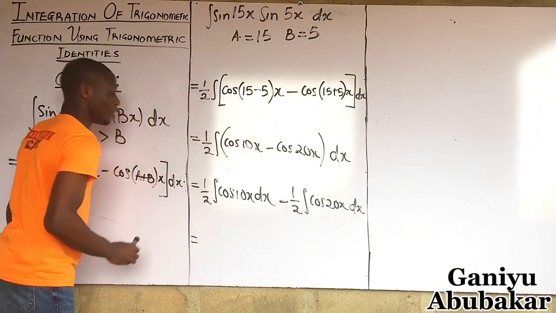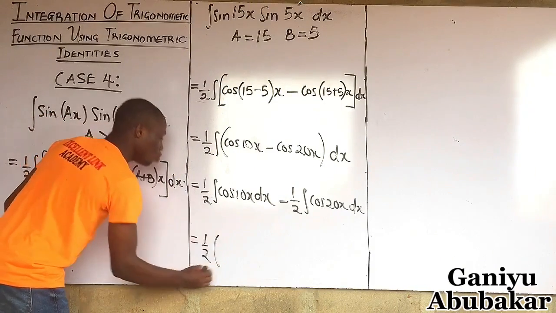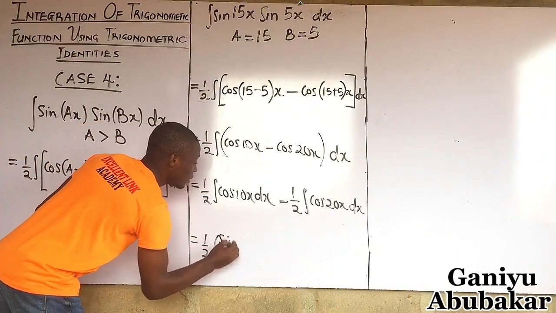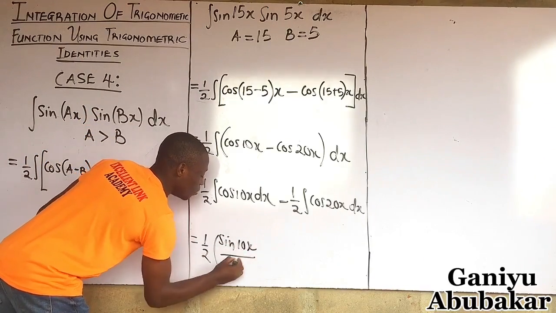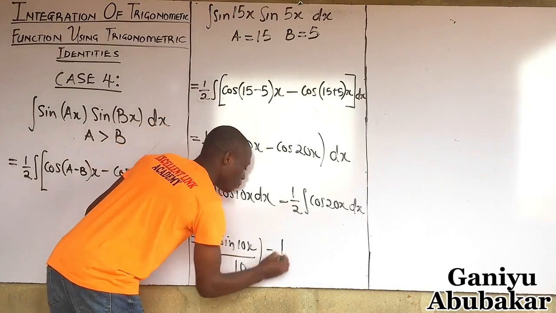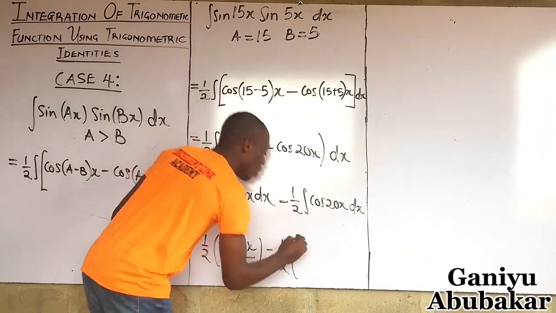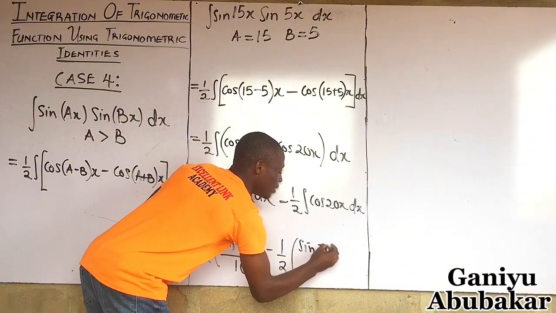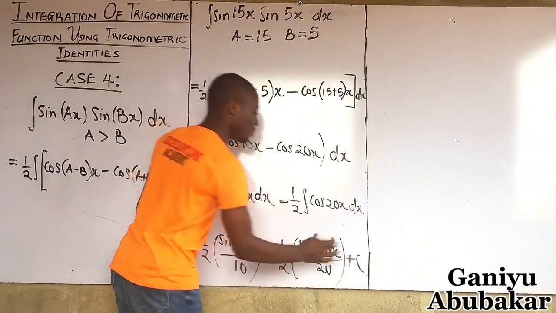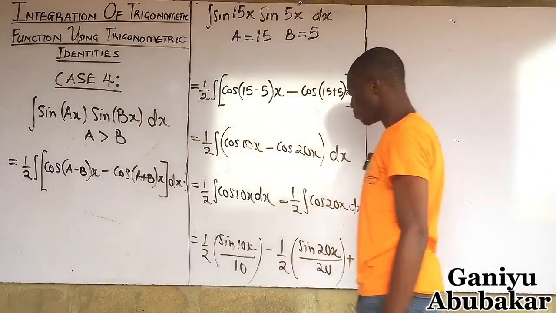So at this point, what do I get? I'll pick out half. If I integrate cos 10x, I'll have sine 10x all over 10. Minus half into, if I integrate cos 20x, I'll have sine 20x all over 20 plus c. This plus c, we call the constant of integration.